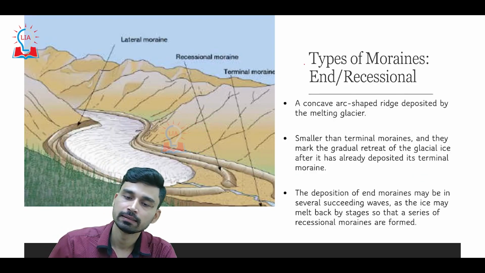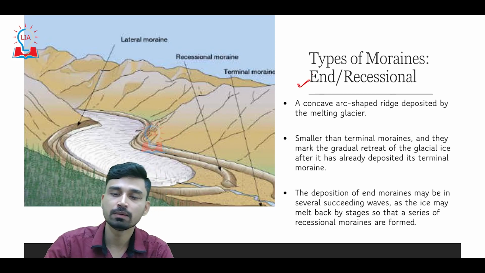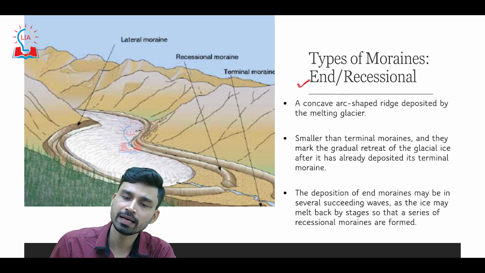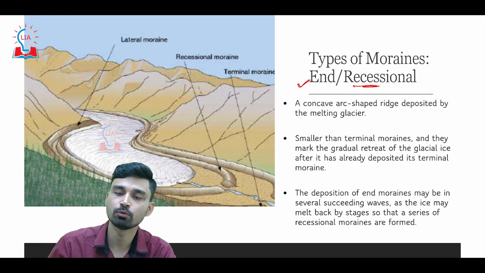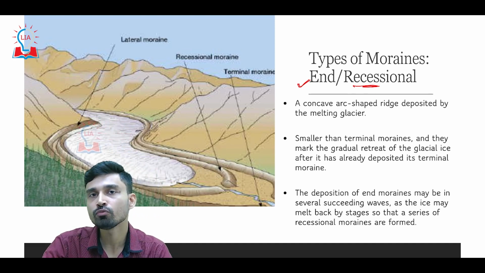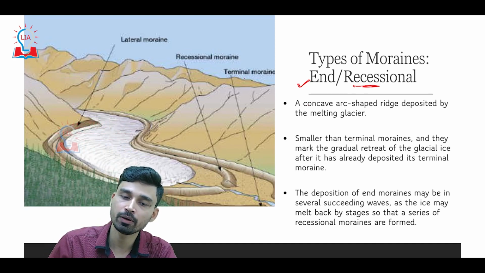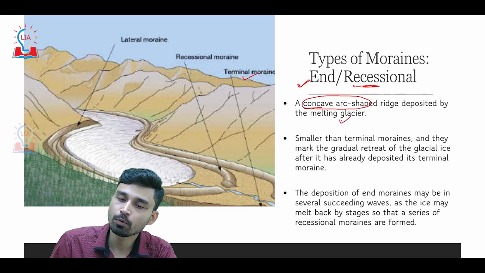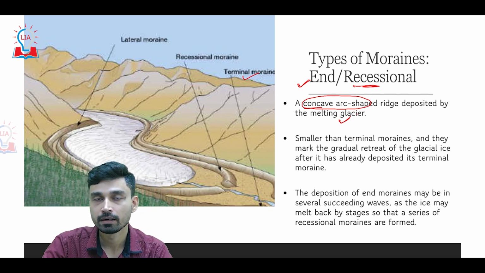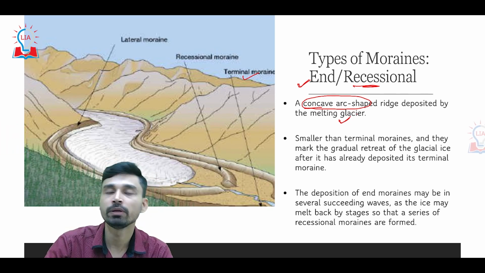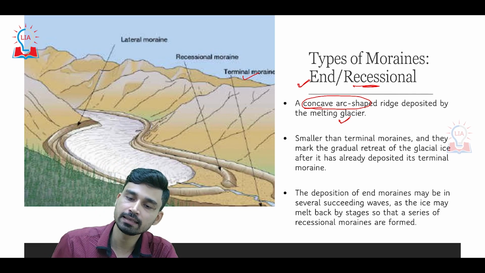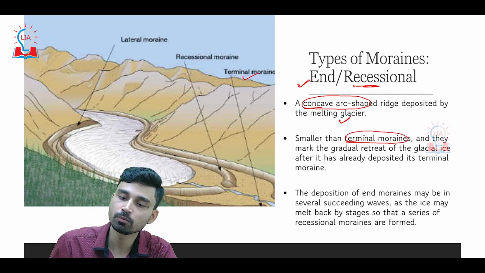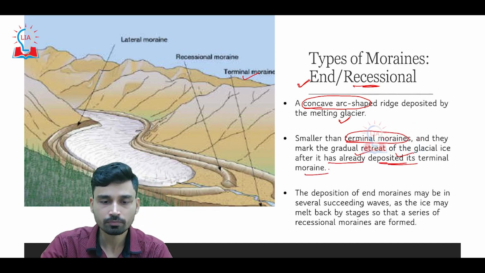Now, what happens? Sometimes another kind of moraine develops before the terminal moraine, which is referred to as end moraine or recessional moraine. Recessional or end moraines are also very similar in shape to terminal moraines, and they are also concave arc-shaped ridges deposited by the melting glacier. But the difference between terminal moraine and end moraine is that end moraine is smaller than the terminal moraine in size, and they mark the gradual retreat of the glacial ice after it has already deposited its terminal moraine.